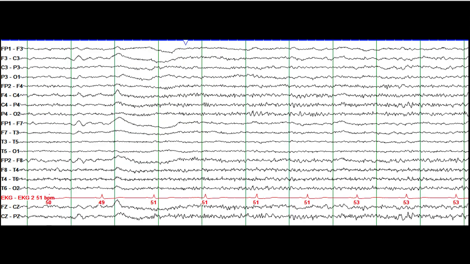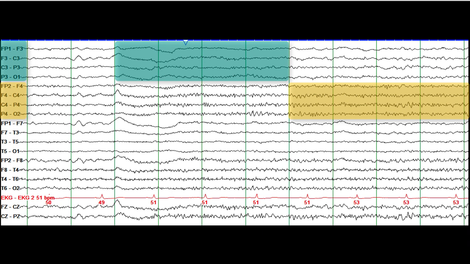Moving on to the next slide, look at the beta activity. Look at the parasagittal contacts. So the parasagittal contacts are F4, C4, P4, P4-O2. Those are parasagittal contacts on the right side. Compare that with the left side. Do you see an asymmetry? Again, you see a very rich mixture of frequencies on the right hemisphere, and you do not see the same on the left hemisphere.